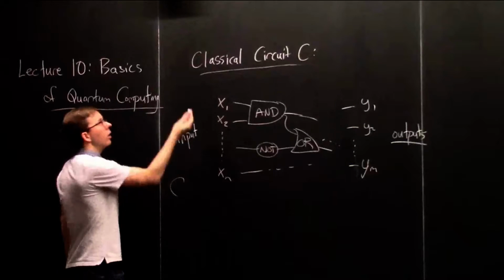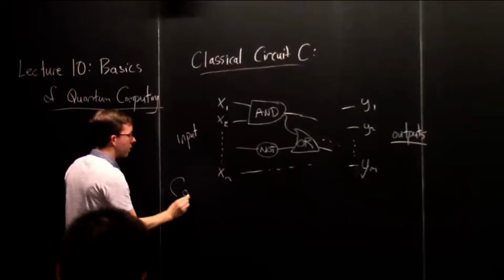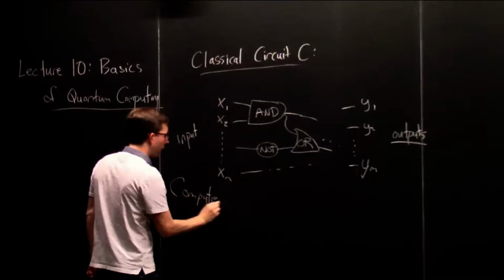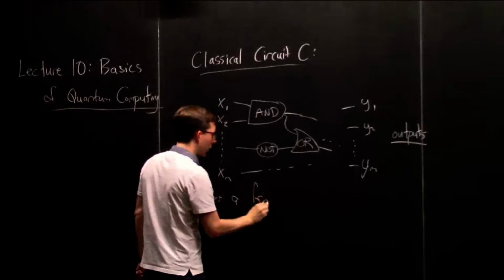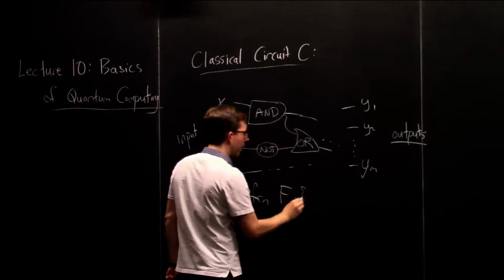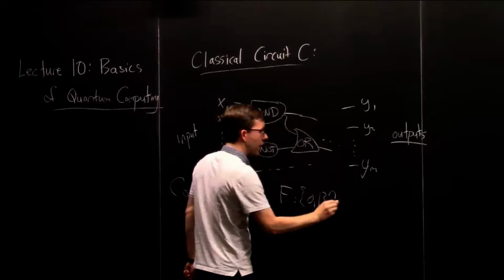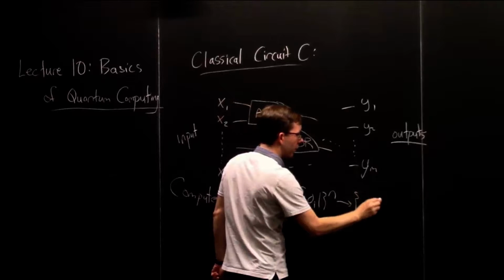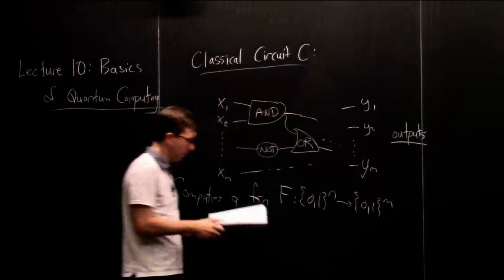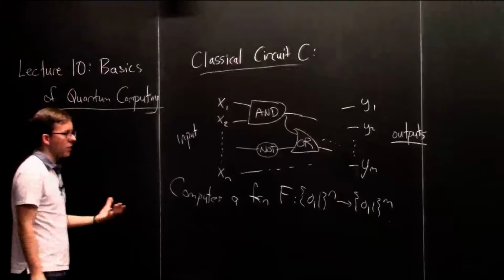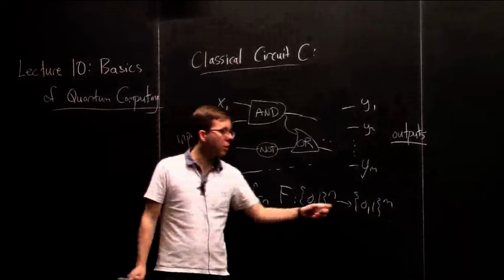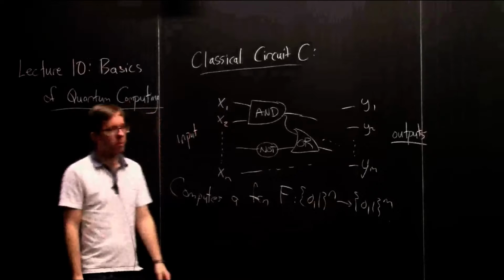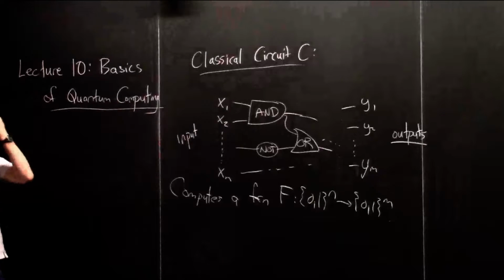So in general, if you have a classical circuit C that looks like this, it computes some Boolean function f that maps n-bit strings to m-bit strings. Maybe this is the binary representation of a number, and you want to output 0 or 1 depending on whether it's prime or not. So you might build a classical circuit that can do that.